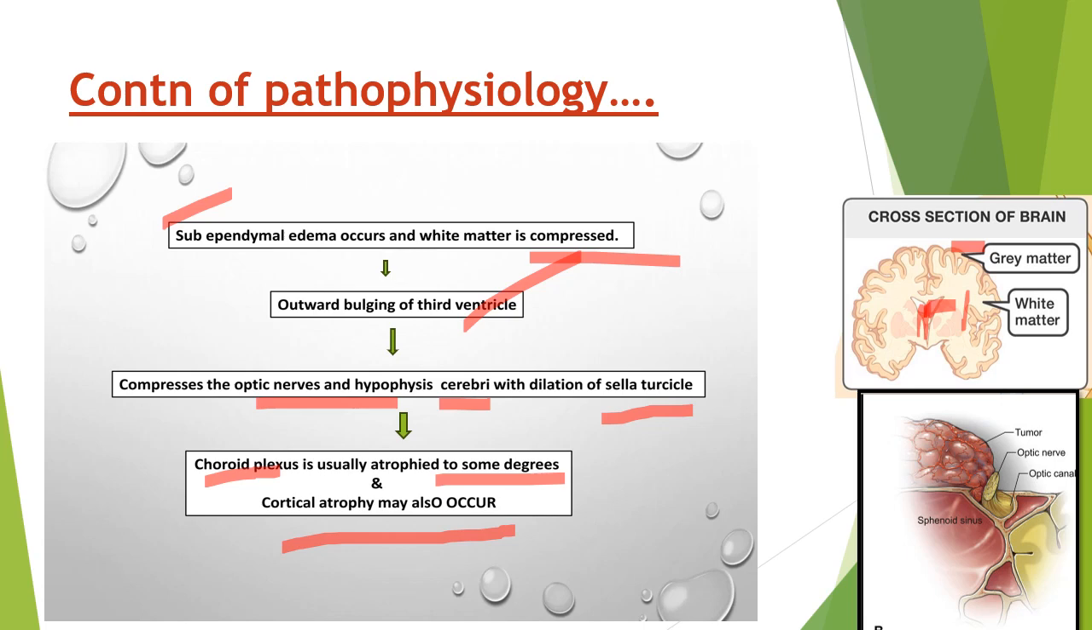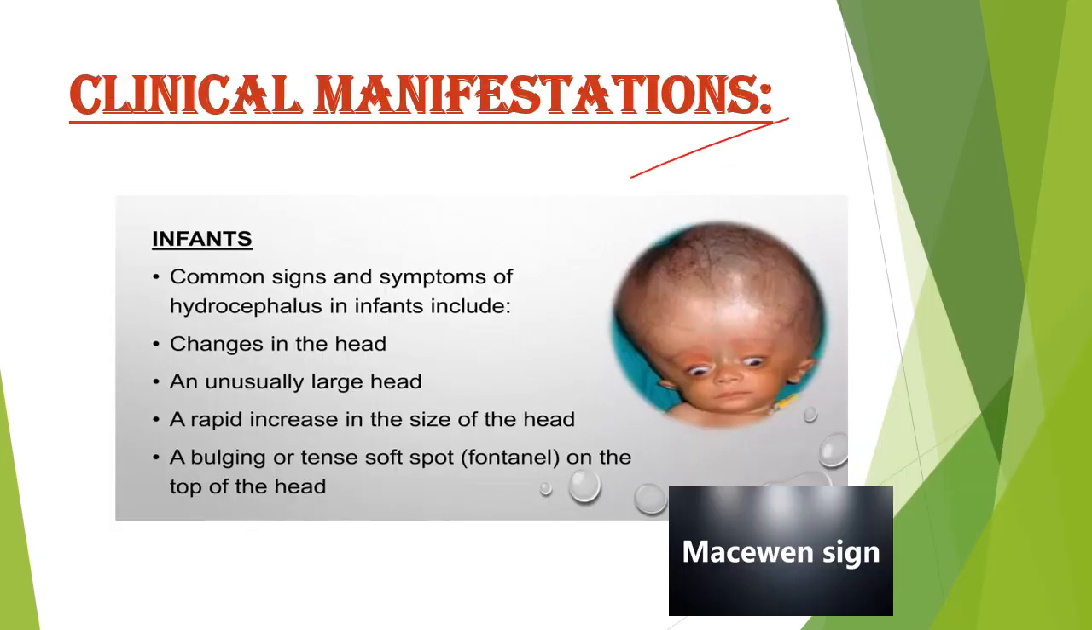This is the pathology. Next, we can see the clinical manifestations. First, for infants. What are the clinical manifestations for infants? The common signs include changes in the head: an enlarged, unusually large head, a rapid increase in the size of the head, and a bulging or tense soft spot, that is the fontanelle, on the top of the head.